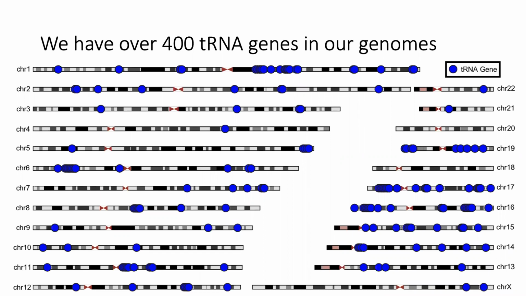So in our genomes, we actually have over 400 tRNA genes, which is maybe more than you'd expect. And just here's a map showing where they fall on each chromosome. Wherever you see a blue spot, there's at least one tRNA there. So they're all over our genomes, and we have hundreds of them. But for many of these genes, we actually have no evidence that they're being transcribed.